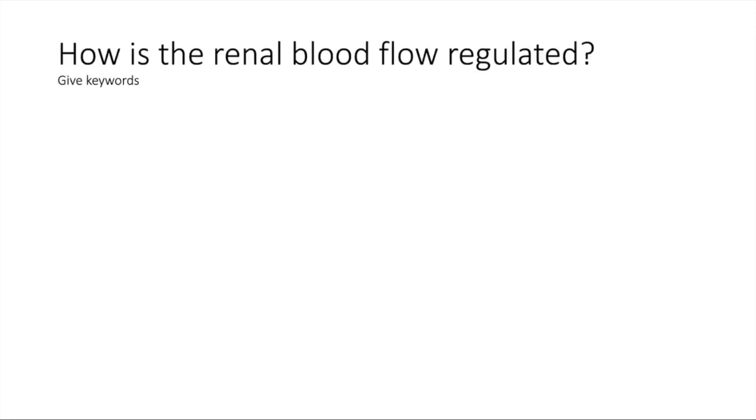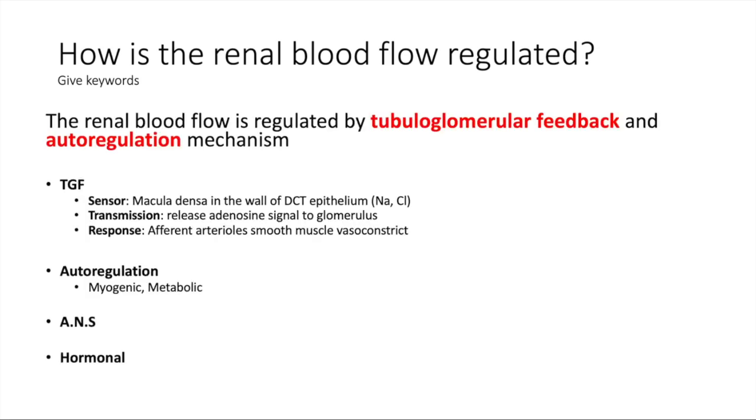So next question, how is the renal blood flow regulated? The renal blood flow is mainly regulated by tubuloglomerular feedback and autoregulation mechanism. Tubuloglomerular feedback and autoregulation are the keywords. Tubuloglomerular feedback involves sensor, transmission, and response. Again, give headings to your answers.